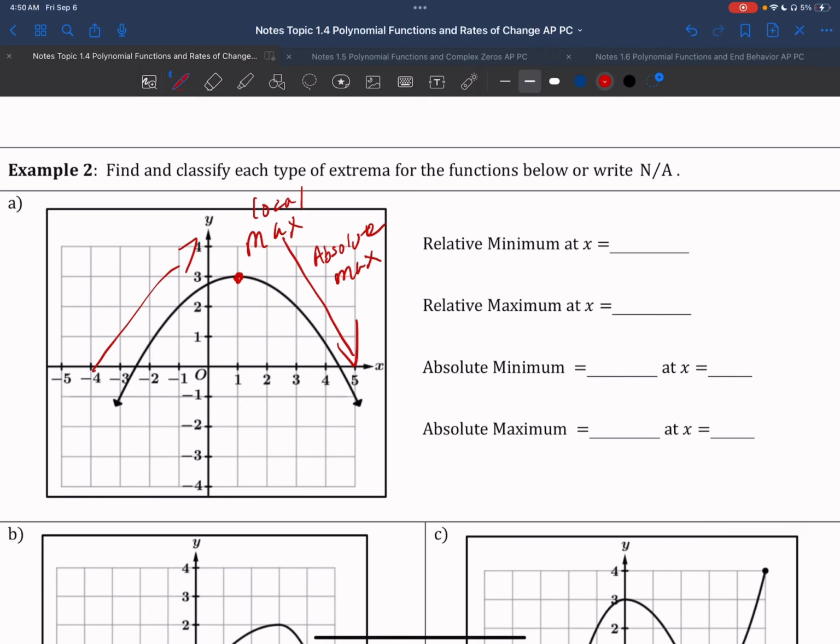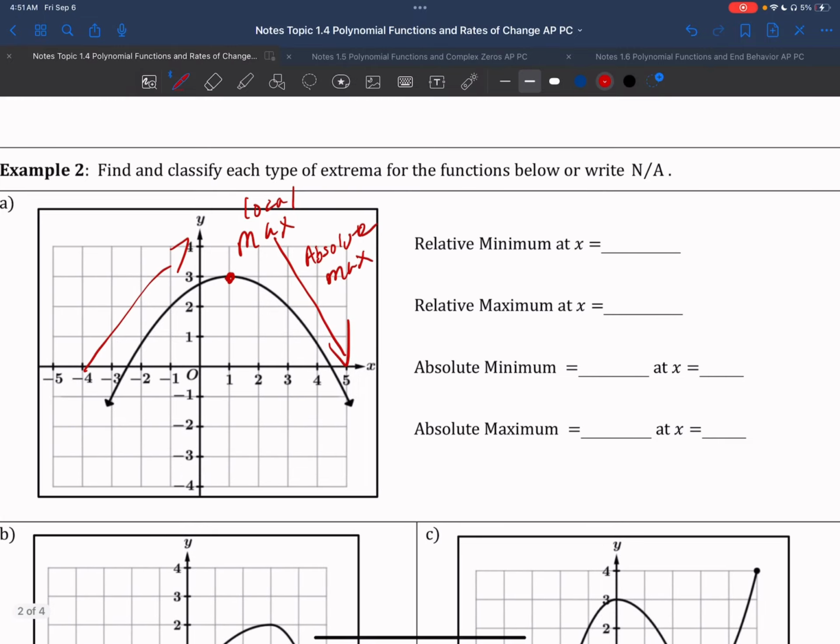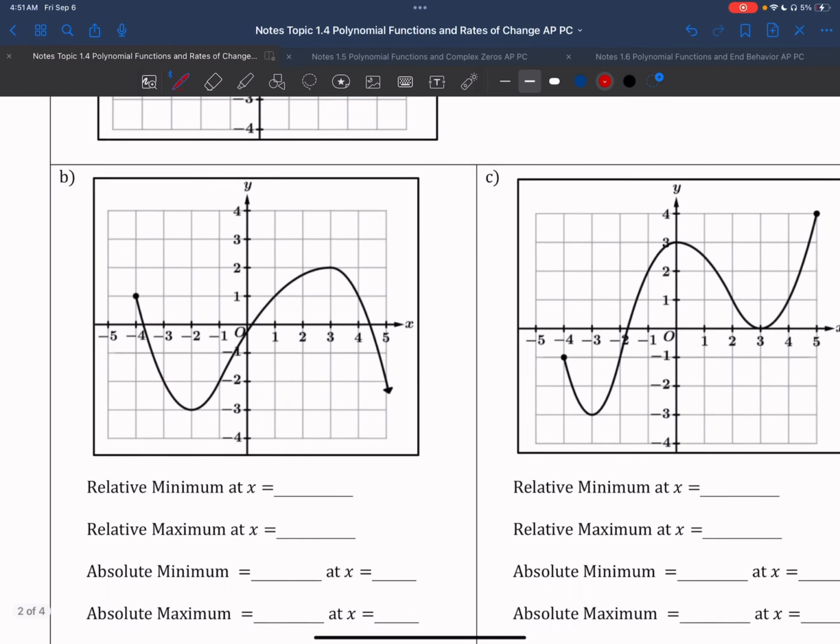This is the only extrema that I have because I notice that I never change from decreasing to increasing, so I don't have a minimum. And then I have arrows pointing down on both sides, meaning I will not have an absolute minimum either. So relative minimum, NA, relative maximum, NA. Sorry about that. Relative maximum, I do have one at x equals 1. Absolute minimum is the one that I don't have. That's what I meant to write. And then I do have an absolute maximum that has a y value of 3, and it happened at x equals 1. Okay, let's look at another example.